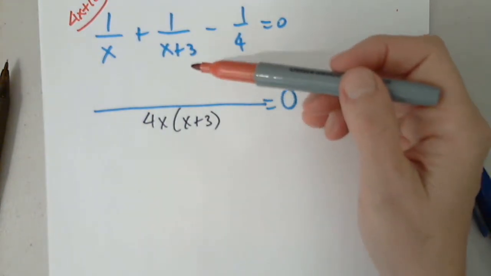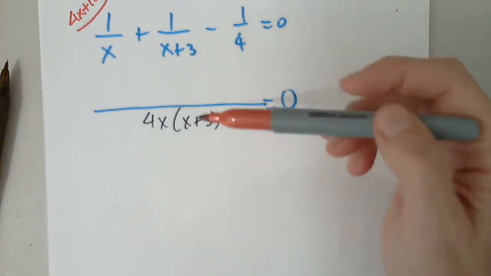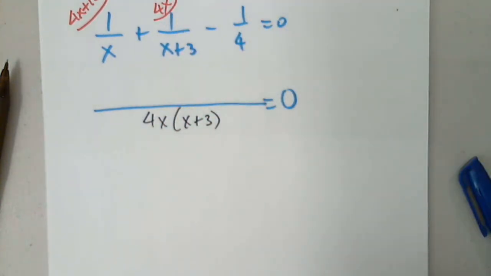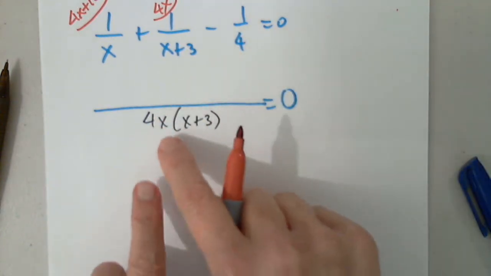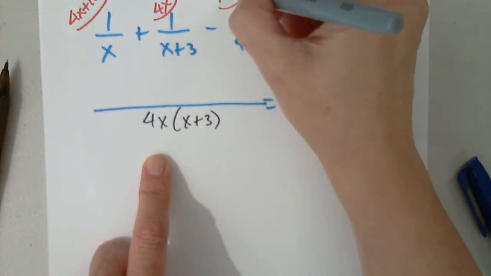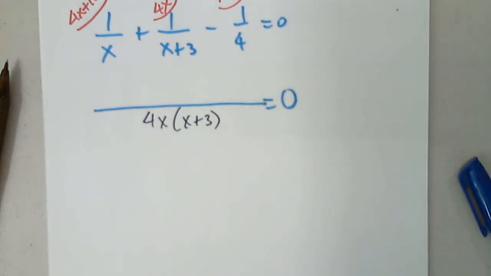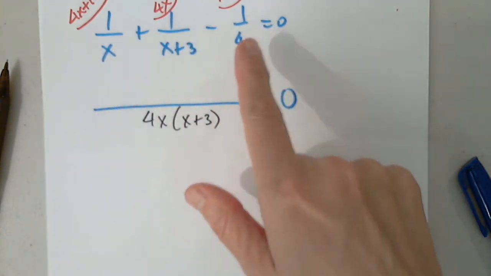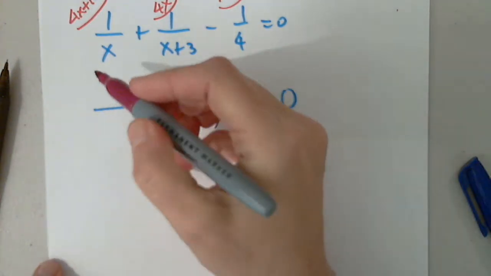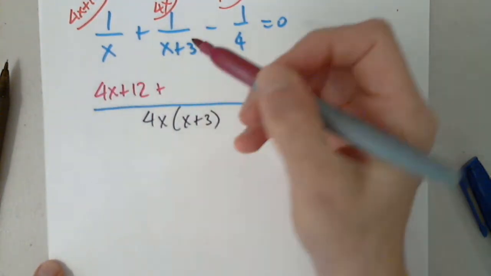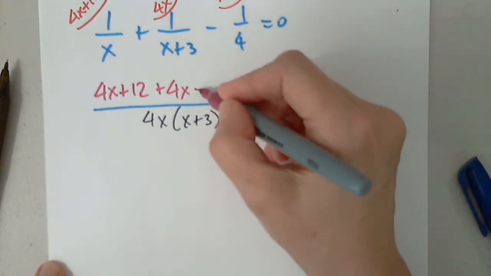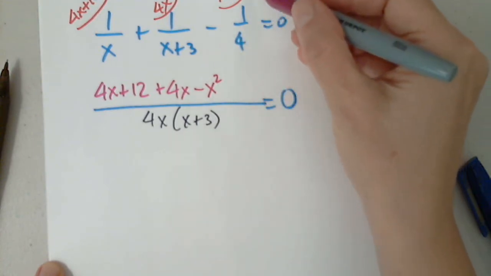The next denominator has x plus 3, but it doesn't have the other two, so I have to multiply the numerator by 4x. The last denominator has 4, but it doesn't have these two, so x squared plus 3x. Luckily, we only have 1, 1, 1, so there is nothing I can distribute, so it's 1 times 4x plus 12, so it's 4x plus 12 plus 1 times 4x minus 1 times x squared minus 1 times 3x.